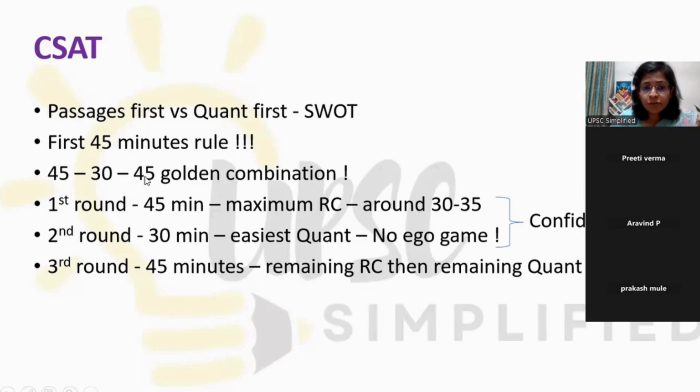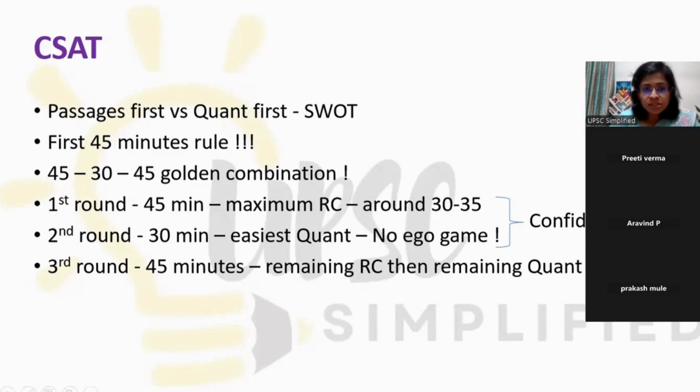First round, we are solving 45 minutes RC. All maximum RC, 30-35 questions and passages are done in first round. Second round, do not go for question number 6 onwards, all the quants till question number 18. No. You have to find out the easiest quant sums in the paper in the second round.